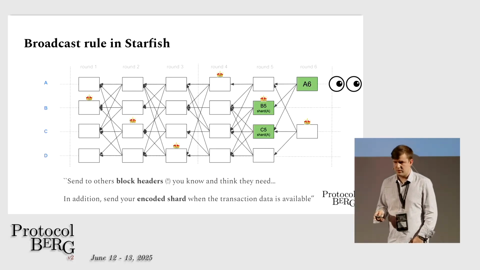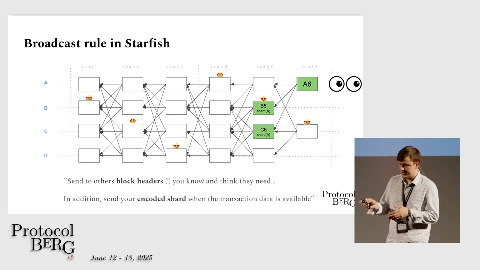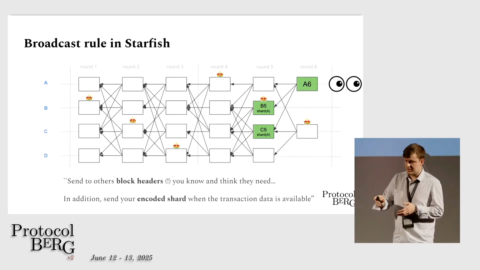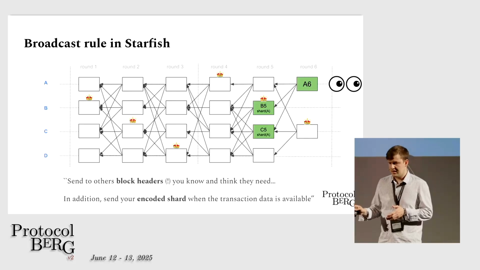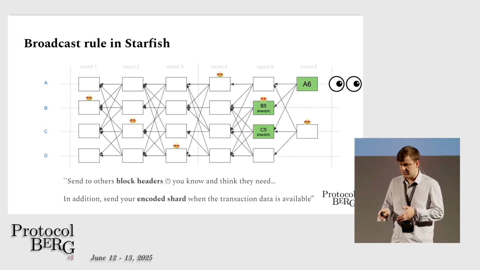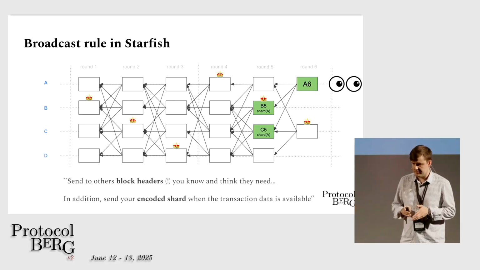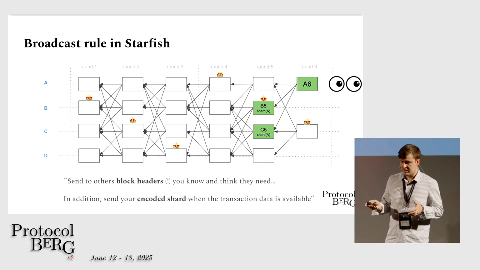Let's look at how we broadcast in this case. Let's say, again, we just created a block, A6. Together with our block, we send the block headers, and we also include the shard corresponding to our index. In this case, we'll send the shards for blocks P5 and C5 if we have the data locally available.